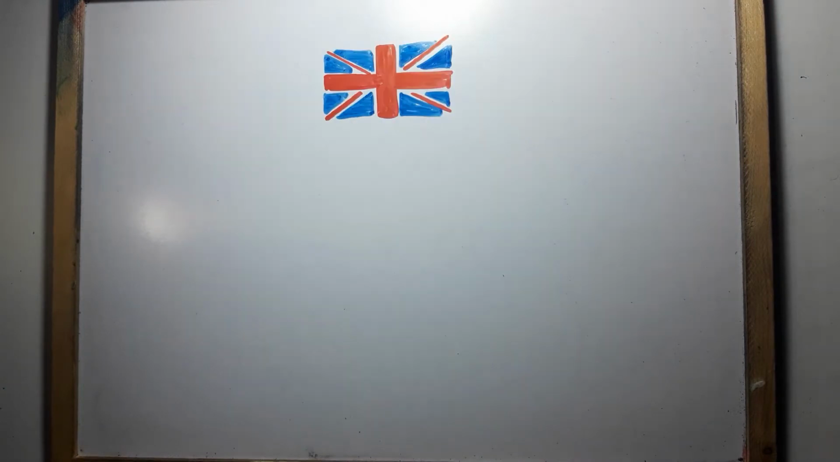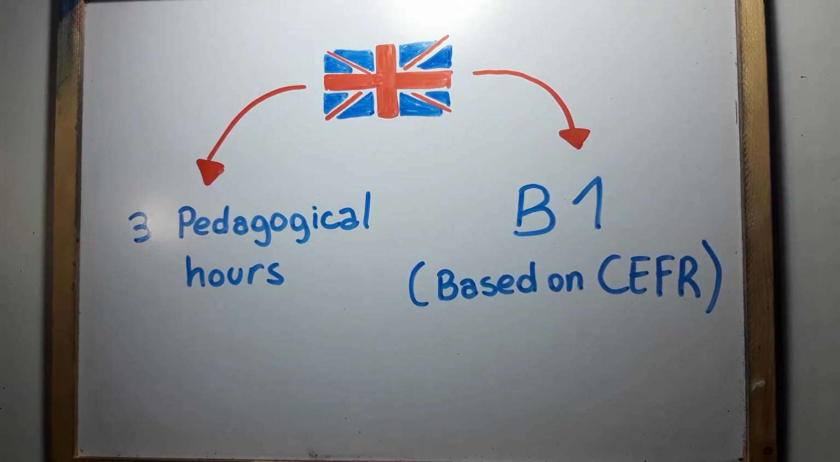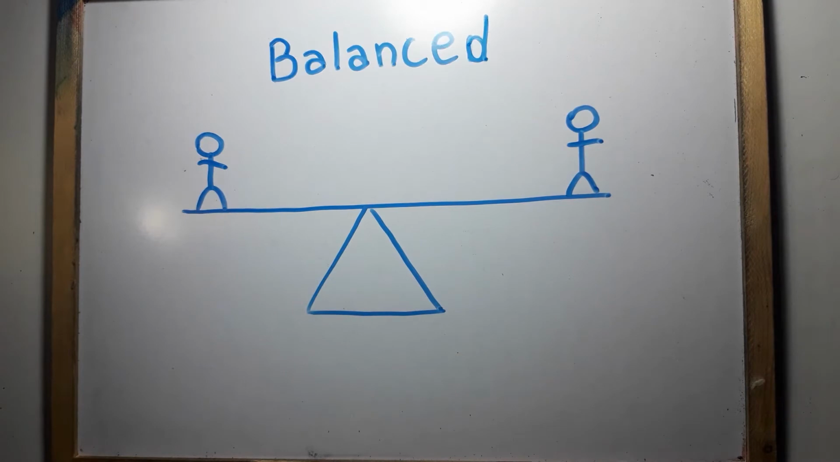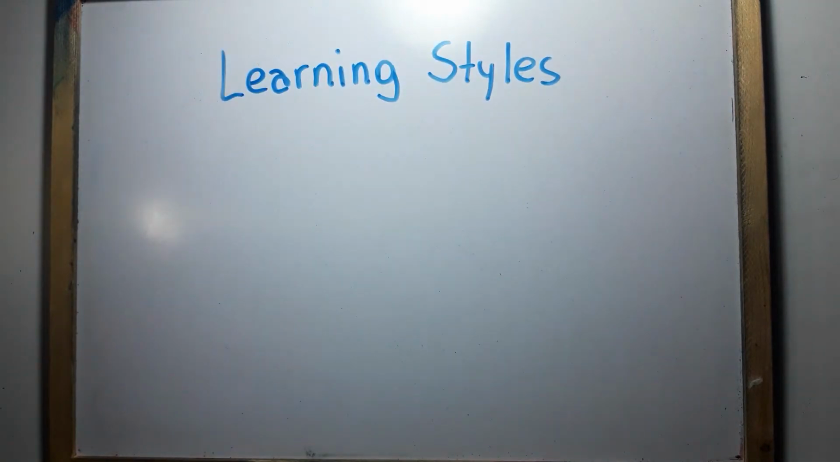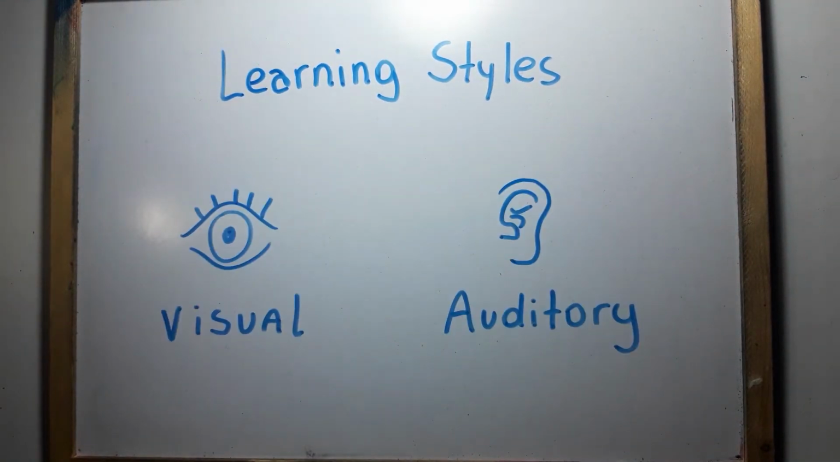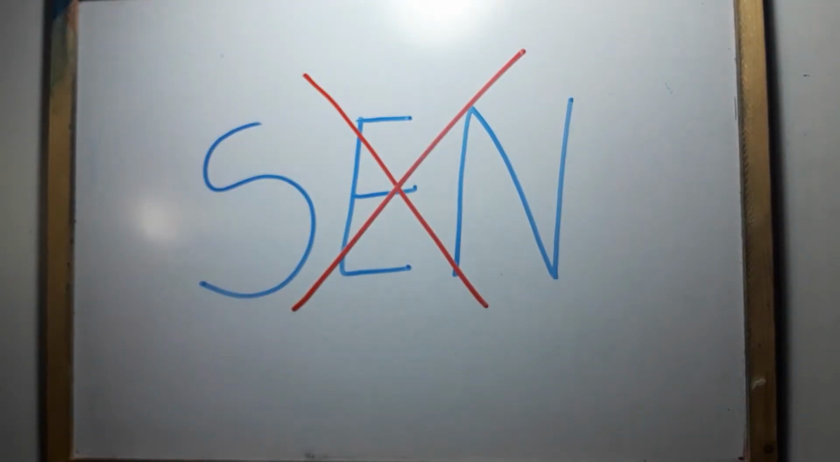In terms of the English subject, this group has 3 pedagogical hours a week, and their level of proficiency is estimated to be B1. This group has demonstrated to have a balanced English level. However, there are still some exceptional students that show either higher or lower skills. In terms of learning styles, this class has a tendency to prefer visual and auditory materials, and there are no students presenting special educational needs.